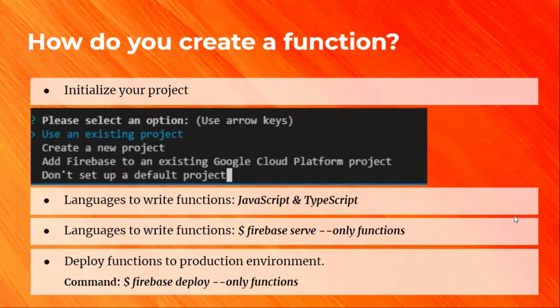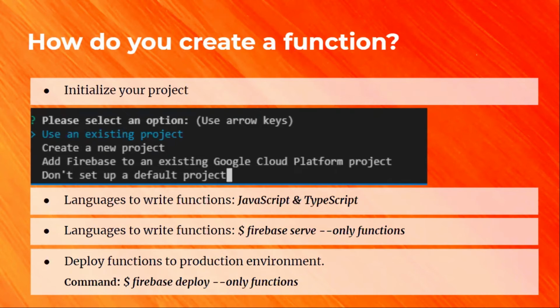You will see options like use an existing project or create a new project. If you have already created a project, select use an existing project, and if you want to create a new one, select that option and hit enter. You will get the next option for selecting a language. Firebase functions are written in two languages, JavaScript and TypeScript, but TypeScript is the language preferred by Google, so we can mostly use the preferred language for the functions.